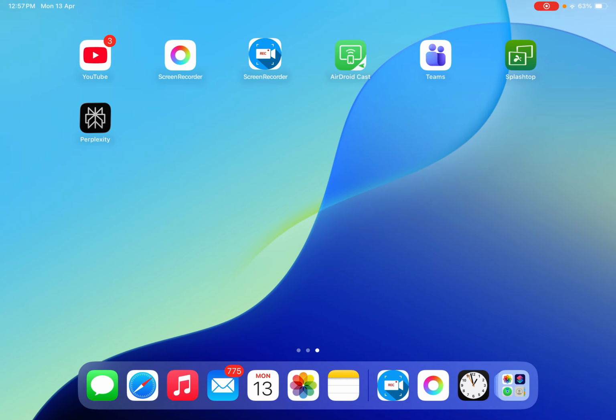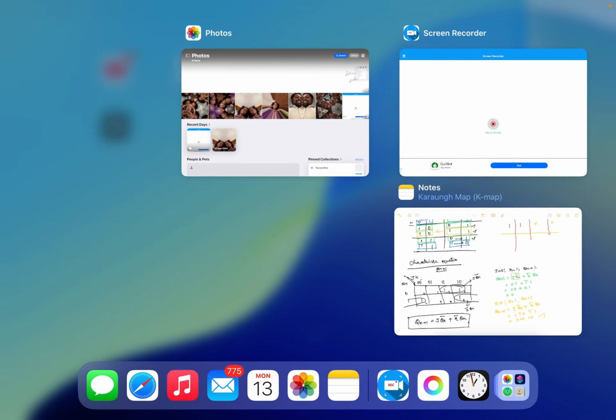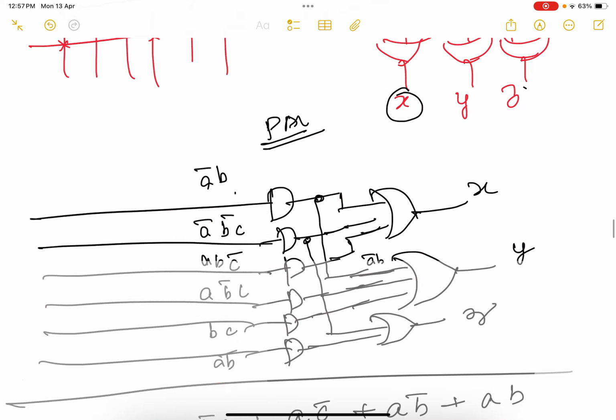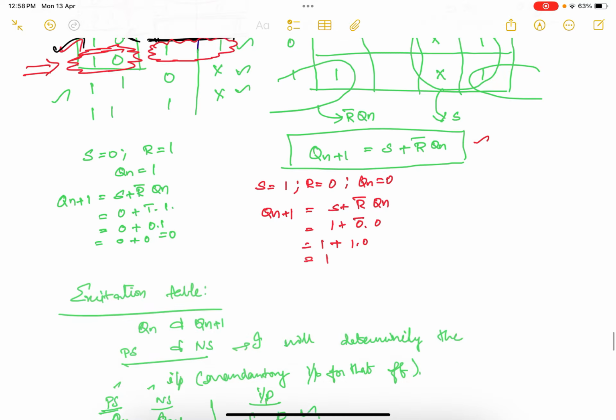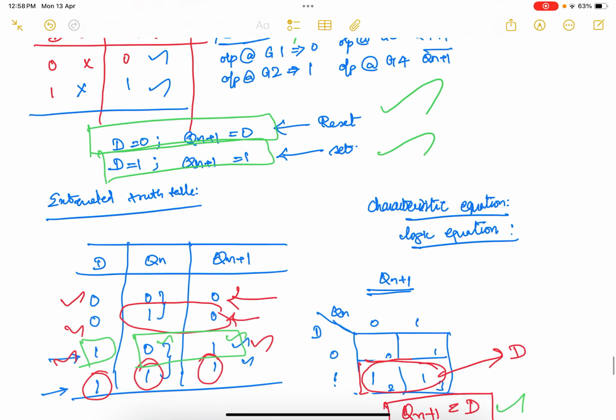Okay, so in today's class we will be seeing the next type of flip-flop, which is called the T flip-flop. Here T stands for toggle flip-flop.